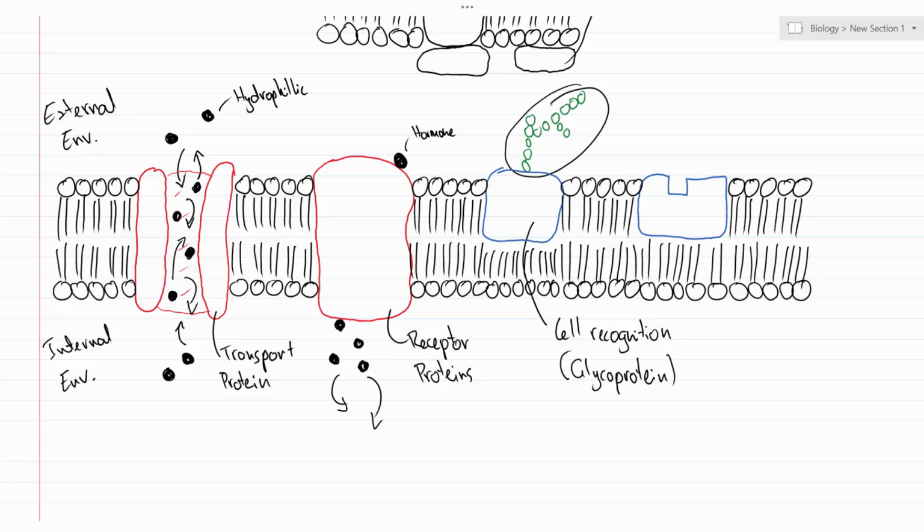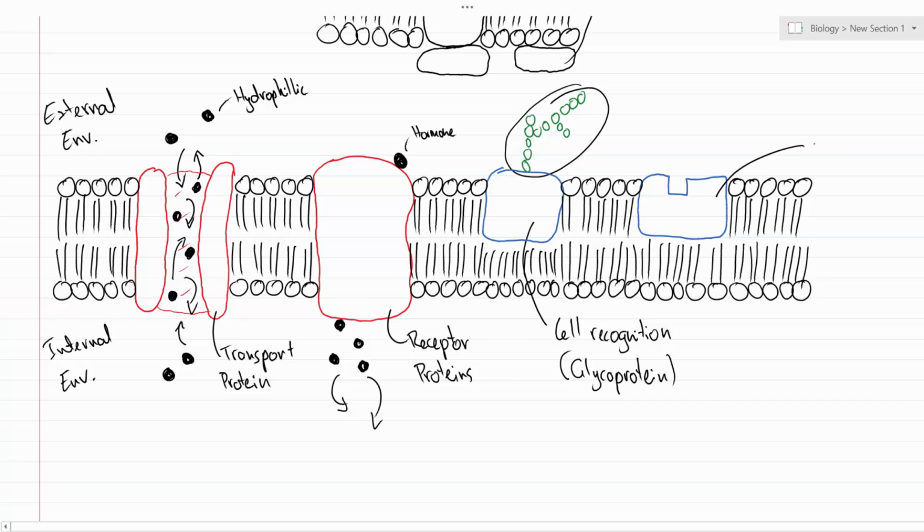And this can have a role in cell recognition. So another cell would come along and it might be able to join to and interact with this glycoprotein, and then it will recognize this marker as being a particular type of cell and can then interact with the cell in an appropriate manner.